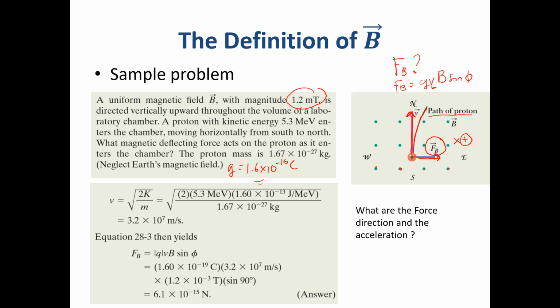In the question, they show the kinetic energy of 5.3 mega electron volts. So by using this kinetic energy, we can calculate the v like in the slide. The v is equal to the square root of 2K over m. So the 2K is 2 times the kinetic energy 5.3 mega electron volts, and don't forget to put the charge here because this is 5.3 mega electron volts. So we have to multiply by 1.6 × 10⁻¹³ joule per mega electron volt. This is the charge of the proton.